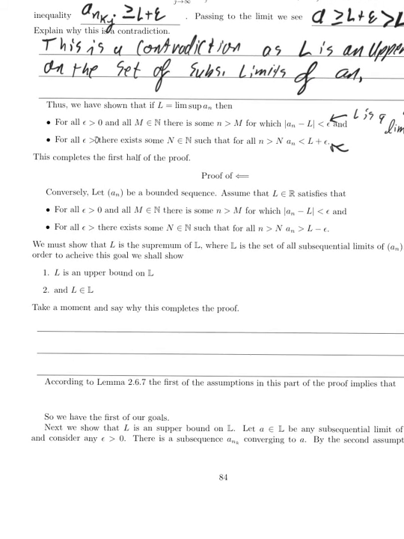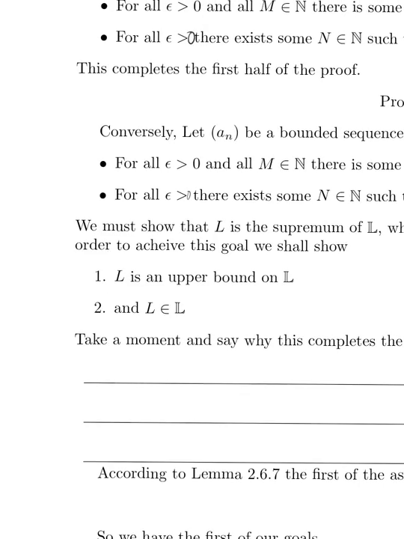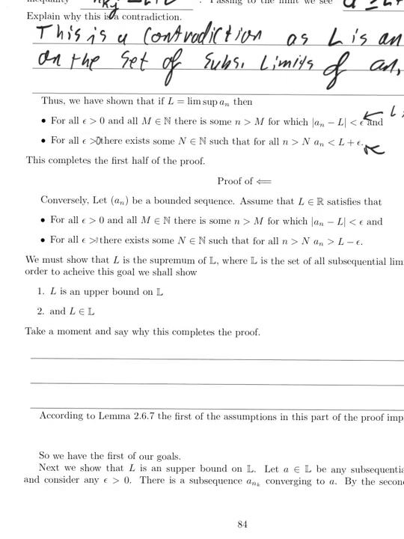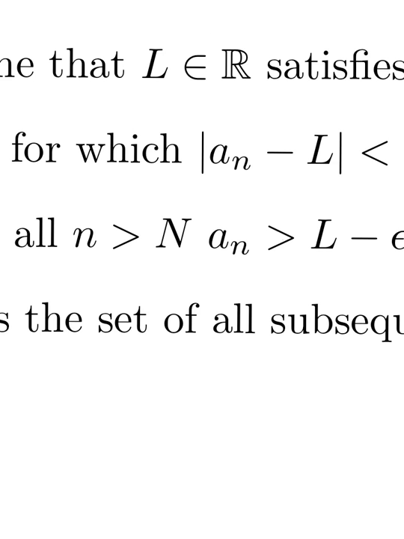So let's go the other way. Let's let a sub n be a bounded sequence. Let's suppose that L satisfies these two conditions. That for every epsilon and for every M there exists some little n bigger than big M, so that a sub n minus L in absolute value is less than epsilon. And for every epsilon bigger than 0, there exists some threshold value big N, such that as soon as little n is bigger than big N, then a sub n is less than L plus epsilon.